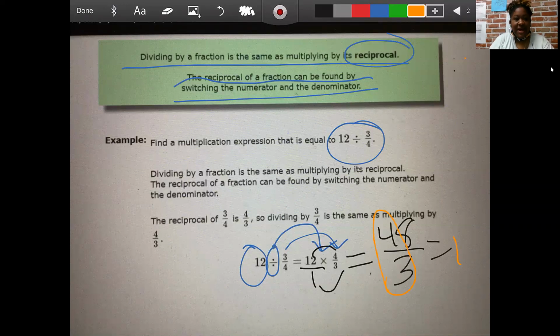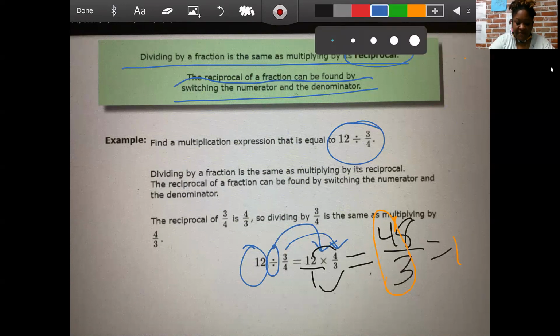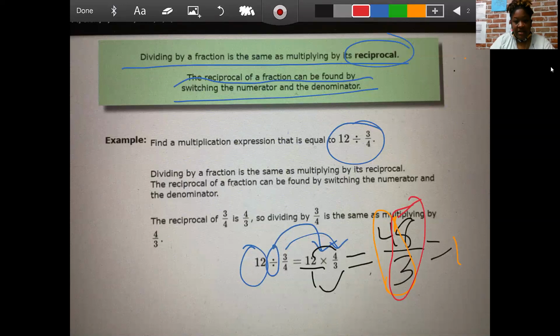And then after I take out that one group of 3 from the 4, how many is left? There's going to be 1 left. So I add that little 1 to the 8. And now I ask myself, how many 3s are in 18? And my answer will be 6. So my total answer will be 16. 48 divided by 3 is 16.